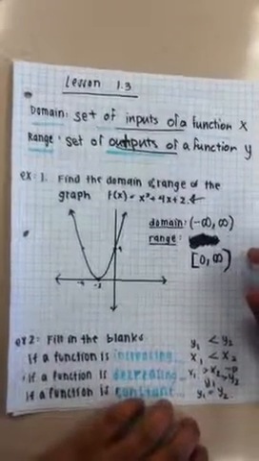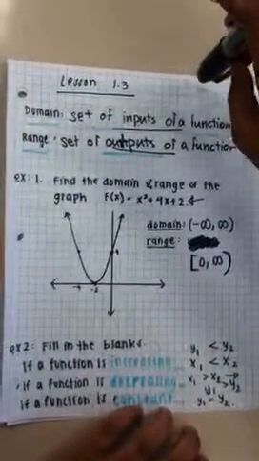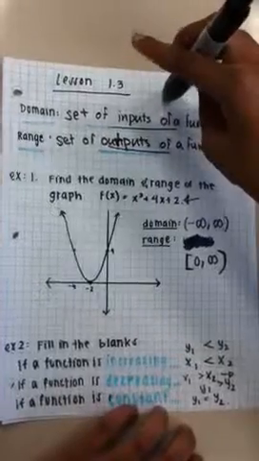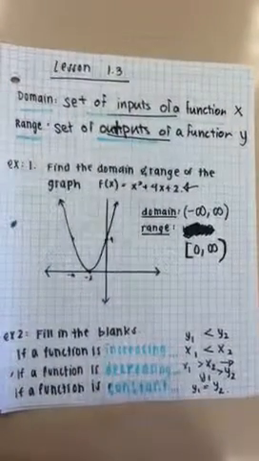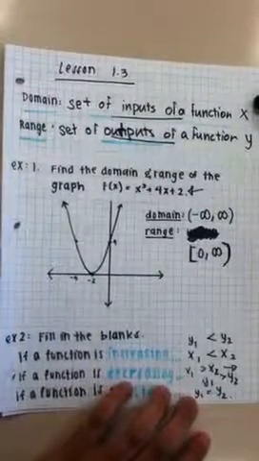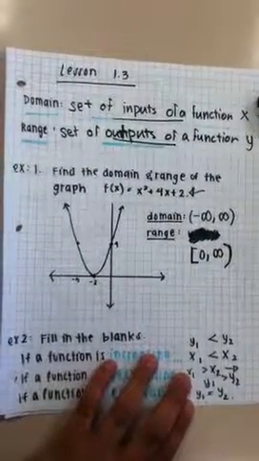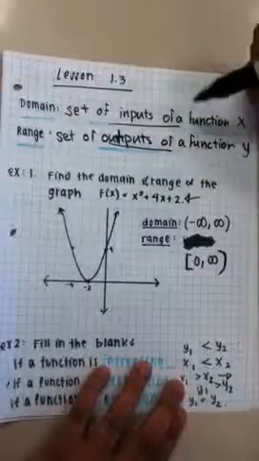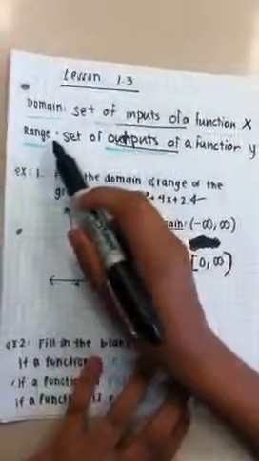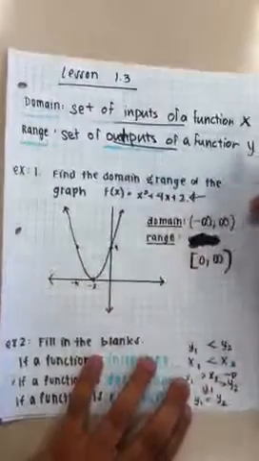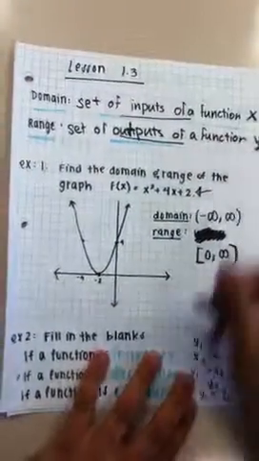Hi, this is Ruksar Pala and Priyanka Patel, and we're doing lesson 1.3, which is increasing, decreasing, and constant in functions. First of all, we're going to talk about domain and range. The domain is the set of inputs of a function, otherwise known as x. The range is the set of outputs of a function, otherwise known as y.